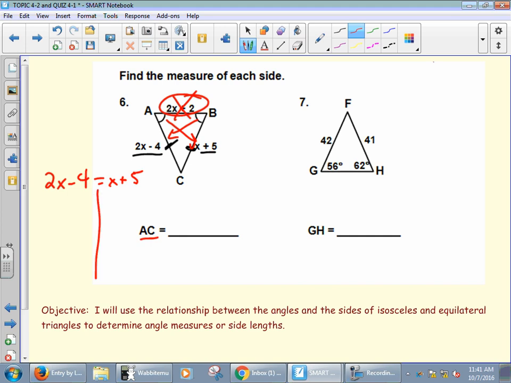So I solve it. What am I going to do first? Subtract x from both sides. So I get x minus 4 equals 5. Then what? Add 4, and x equals 9.